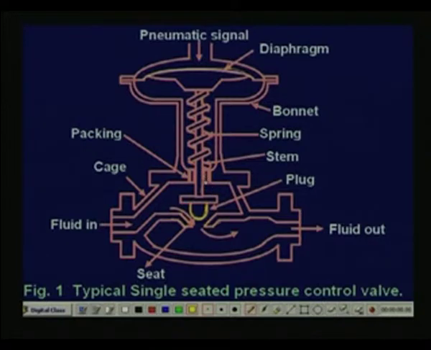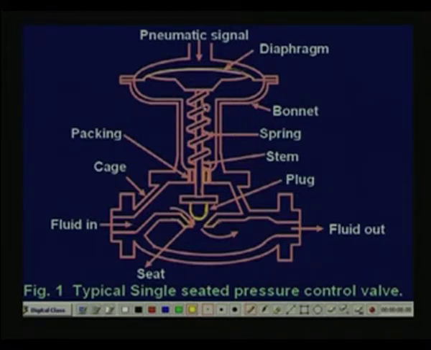Here you see there is a packing. This packing is necessary so that the stem can move only in the vertical direction, as well as resist the flow of the fluid through this portion. Liquid will come in, according to the opening it will come to this one, and it will flow out like this, clear. And we have a bonnet here.